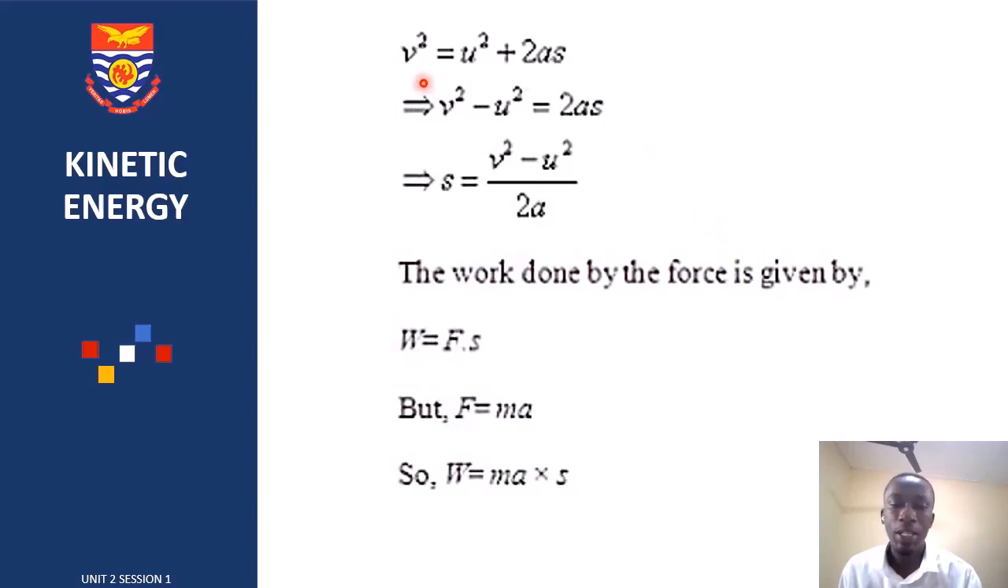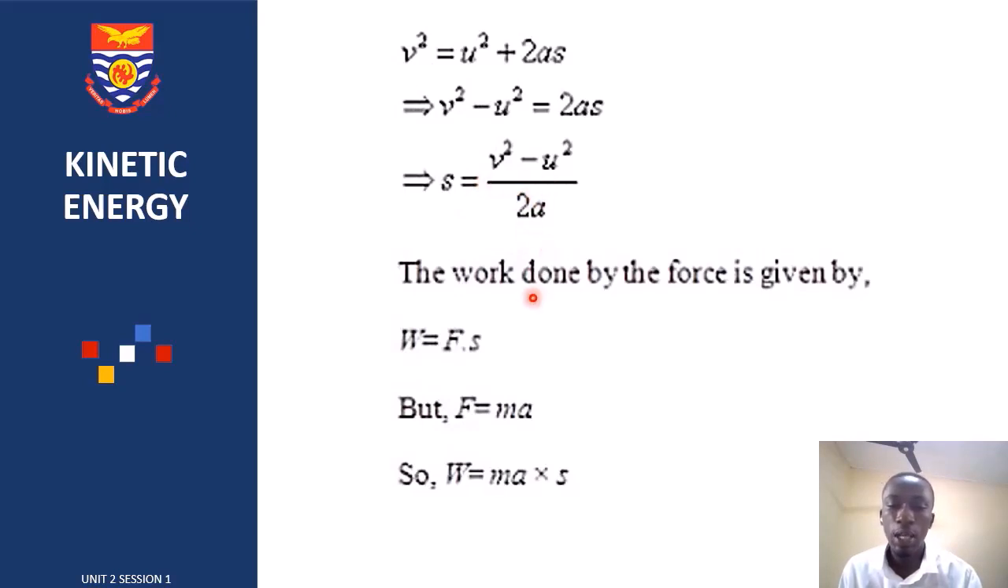We know from our kinematics that v squared is equal to u squared plus 2as, where v is our final velocity and u is our initial velocity, a is our acceleration, and s is our displacement. We can make s stand alone by doing a little substitution here, where we are going to get v squared minus u squared all over 2a.